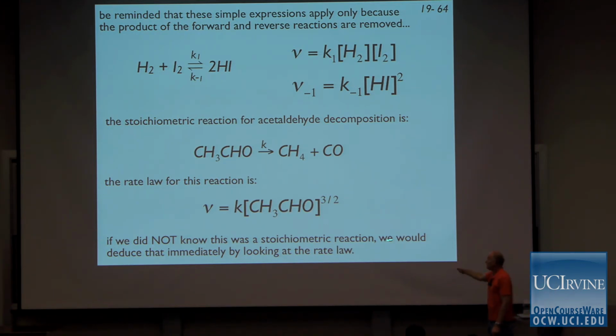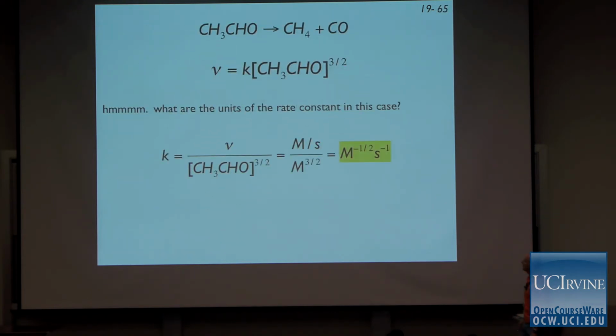Tell that immediately. If we did not know this was a stoichiometric reaction, we would know once we looked at this. We know it's not an elementary reaction just based on what the rate law is. But I can ask, what are the units of that rate constant? All I have to do is solve. Here's the rate, here's the concentration to the 3/2. If I work that out, I'm going to have molar to the -1/2, seconds to the -1. Those are going to be the units of the rate constant.